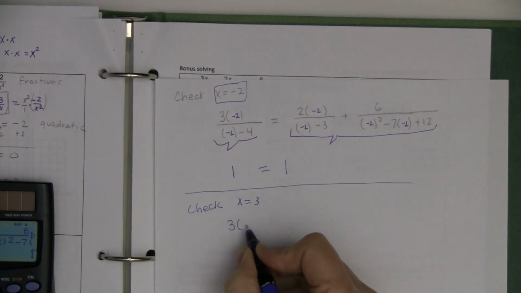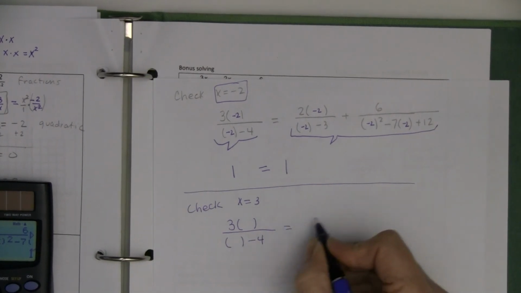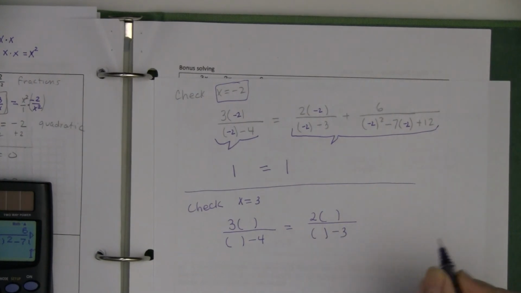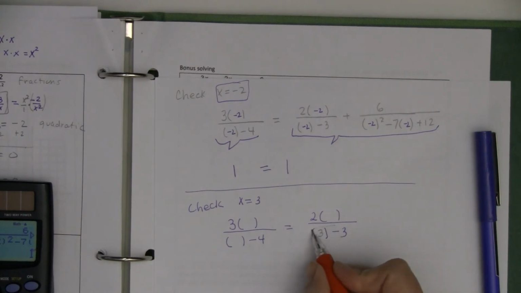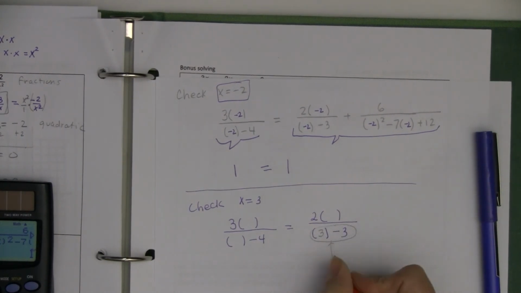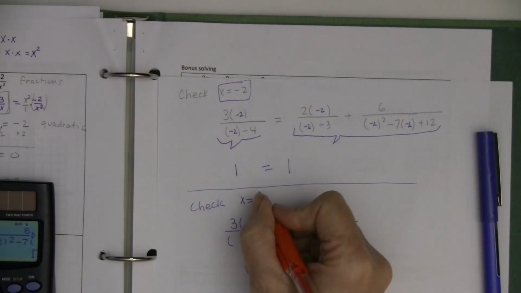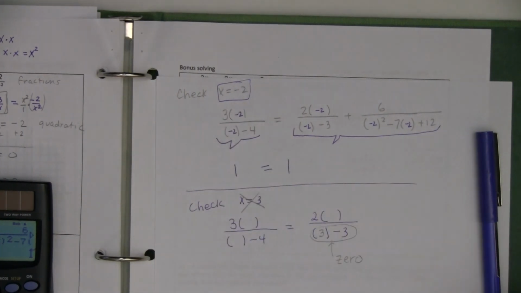So 3 over here, the blank minus 4 equals 2 over the blank. And I can't help but notice, and I hope that you guys are noticing too, that when I put 3 in, this denominator right here is 0. If your answer makes any of your denominators 0, any one of them, any 2 of them, all 3 of them, even just one of them, it's not really a solution. So this is not really a solution. That's our only solution, negative 2.